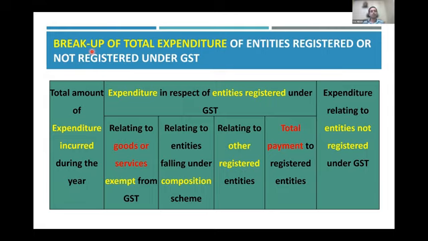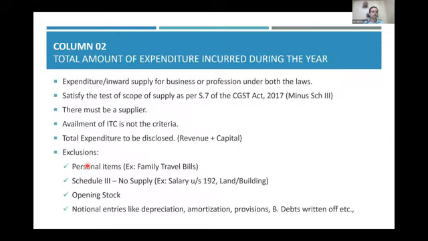So the total amount of expenditure incurred during the year. This is the first column. Now regarding this column, we will discuss what it is. Total amount of expenditure incurred during the year. Predominantly or primarily, if anything is there for the purpose of business and profession, that only will be considered under the heading. Personal nature expenditure may not come because that is not allowed in both the laws.